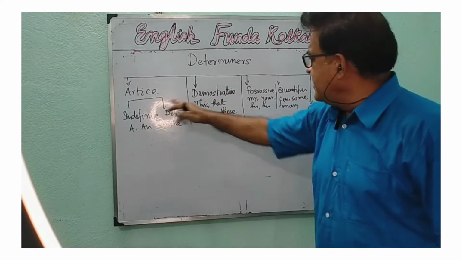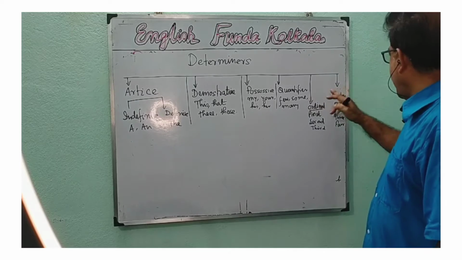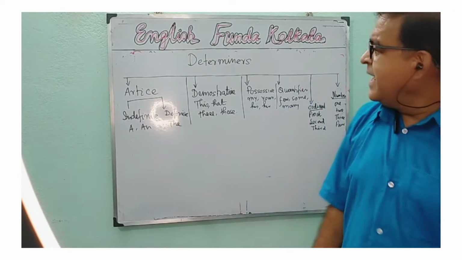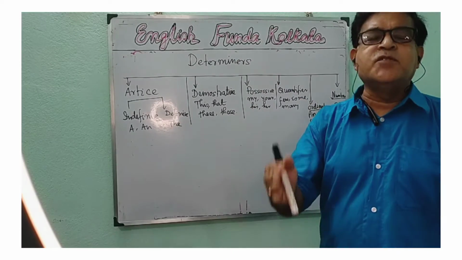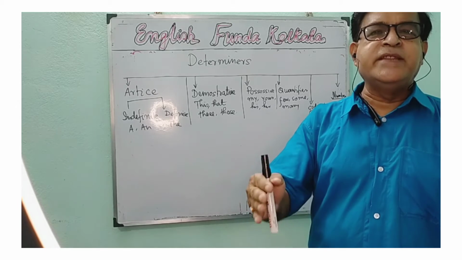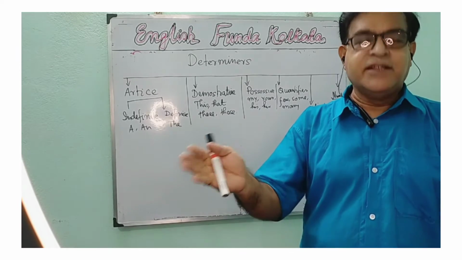There are 1, 2, 3, 4, 5, 6 types of determinants. এখানে 6 রকম determinants আছে. I am going to discuss them by taking examples. Okay?